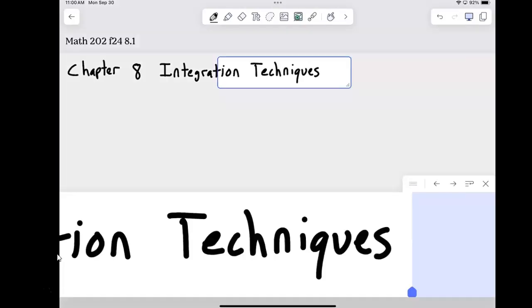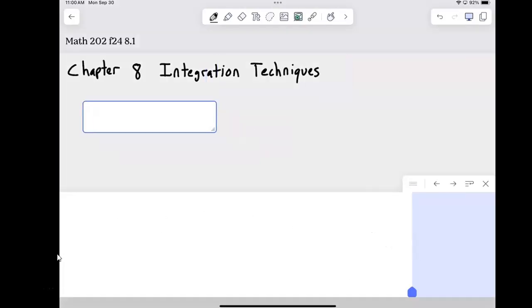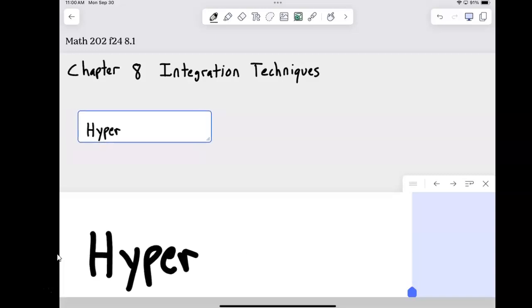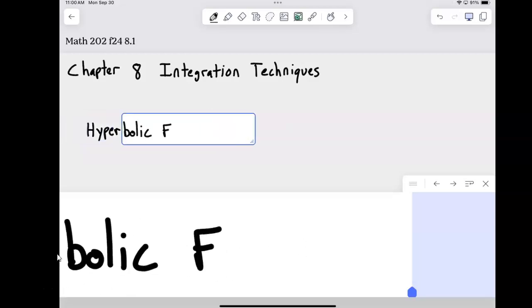Okay, so welcome back. Before we start talking about integration techniques, we do have to pause and talk about a few functions you may not have seen before in calculus. You may not have seen them ever, and those are called hyperbolic functions.